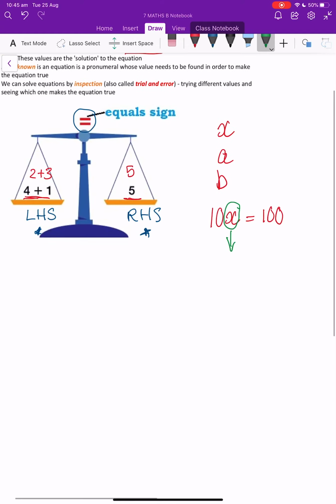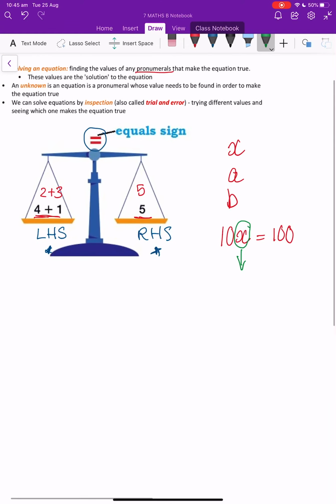Now, one way we can do that is by a skill called inspection. Inspection is also called trial and error, and basically all it means is you're just trying different values to see if it makes the equation true. So you might try 2 or 3 times before you get your answer, and that's okay. That's just trial and error, and that's something we're going to do today. So let's look at some examples first of all.